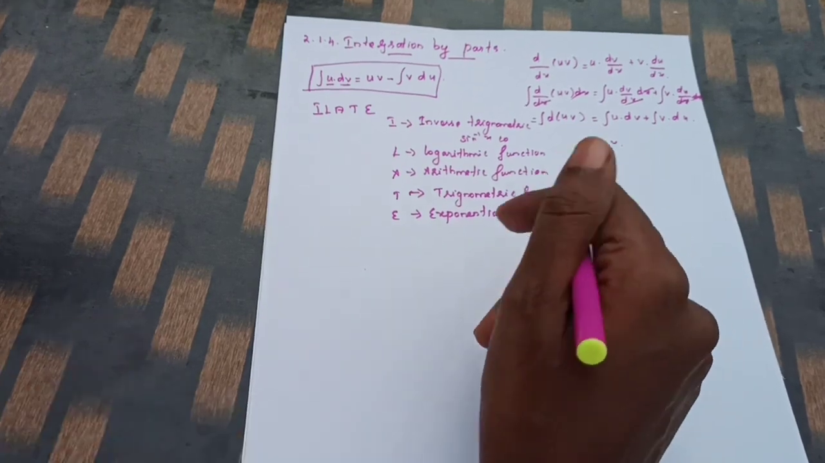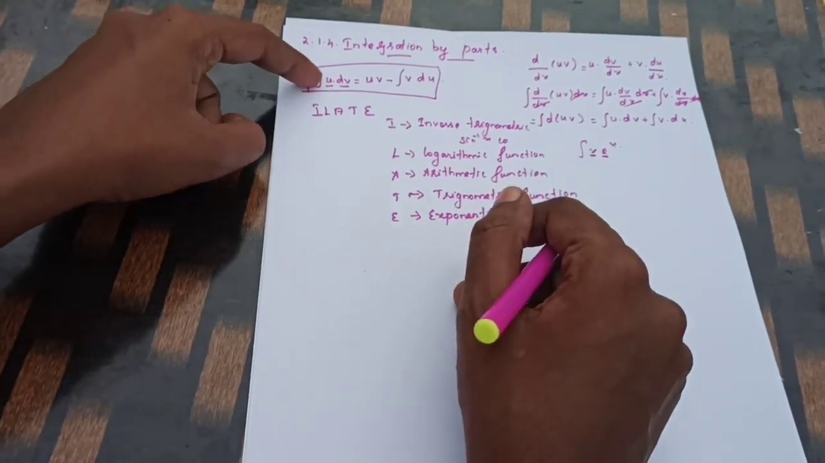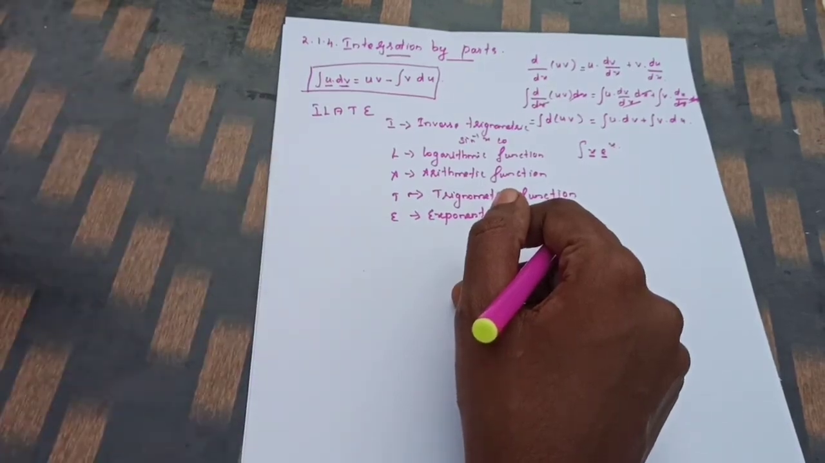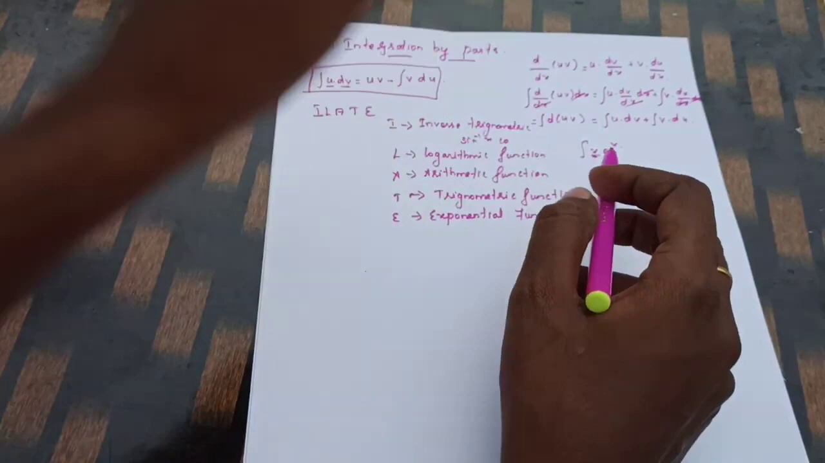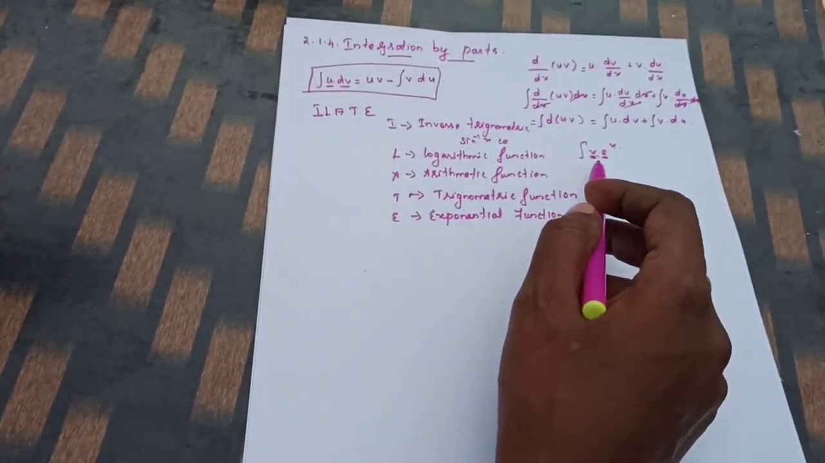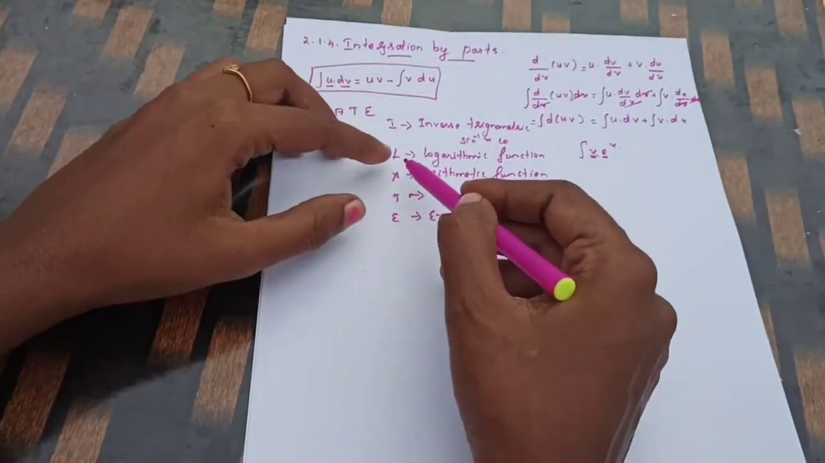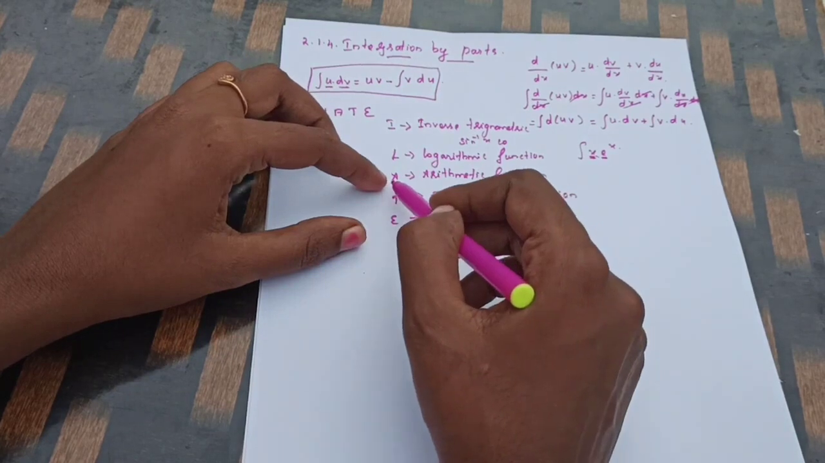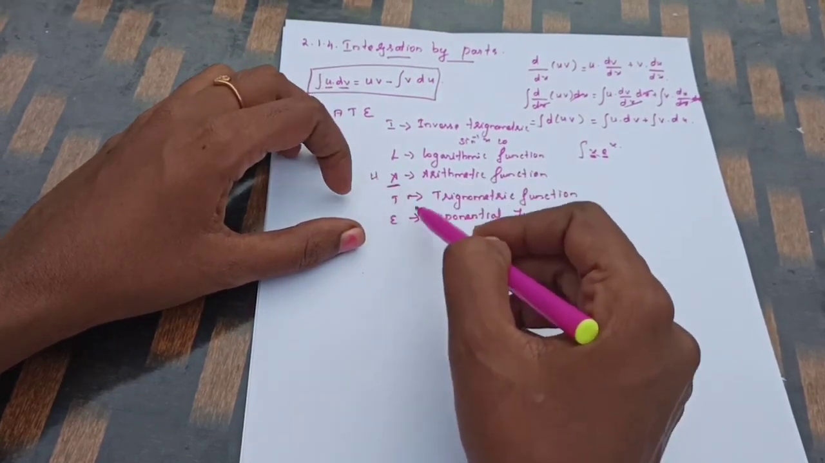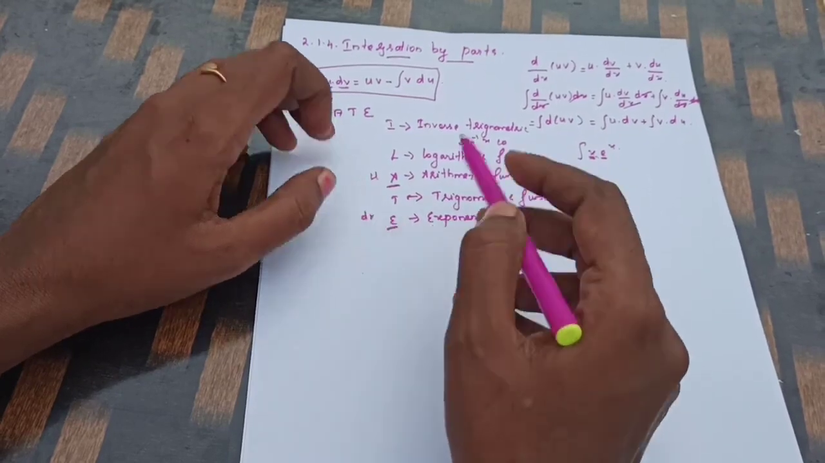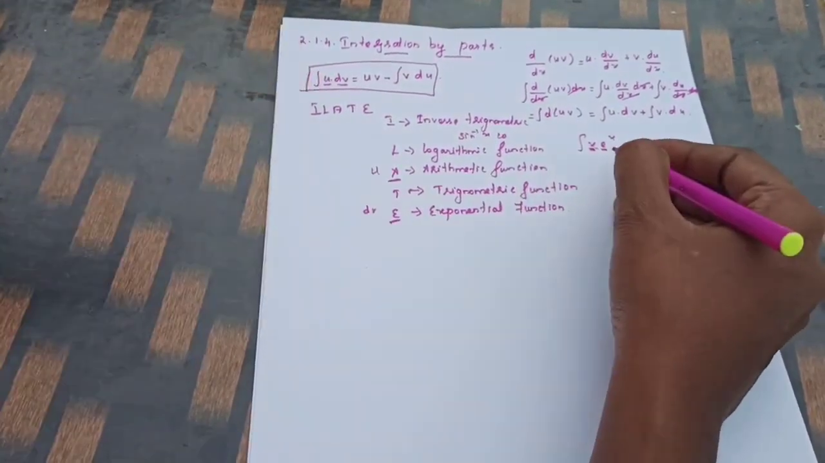Got it? So how will we choose this u and dv? U first, okay? So when you are choosing u and v, now I am explaining. Here x is one arithmetic function, e power x is one exponential function. So in ILATE, what is coming first? A. So we need to choose the arithmetic function as u and the exponential function as dv. Understand?